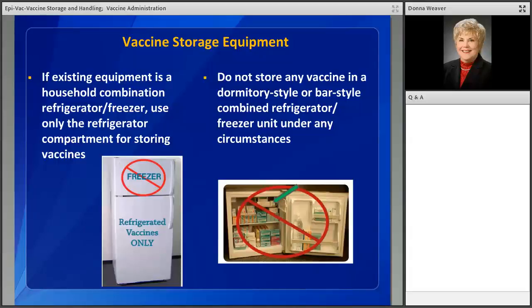But not all small storage units are dormitory or bar-style units. Compact, purpose-built units are available for biologics and can be used to store vaccines. Just make sure the storage unit has enough space to store the largest inventory that you might have at the busiest point in the year without crowding. For example, during flu season, or maybe when you're doing back-to-school immunizations.